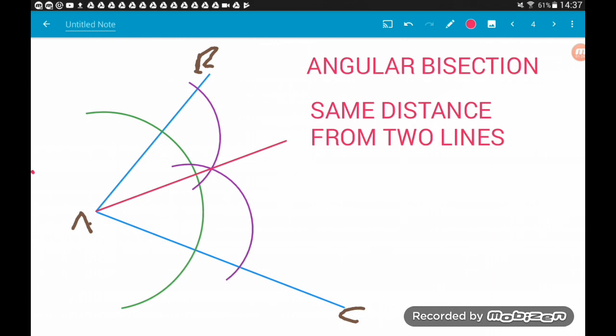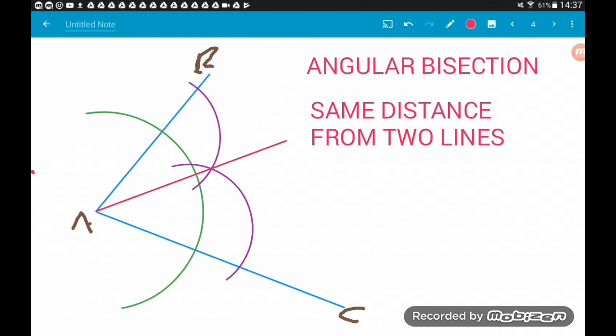Then what you want to do is move your compass point so that it's on one of the points here where my green arc cuts the blue line. So let's say we go for the top one first, put the point of your compass on there, and then we're drawing another arc over and to the right. So that's my top purple arc here.